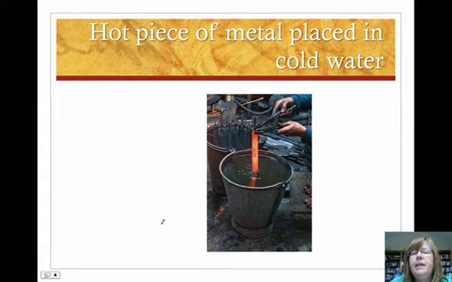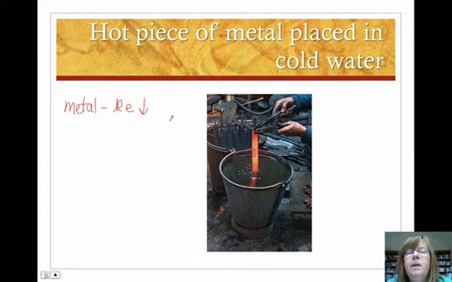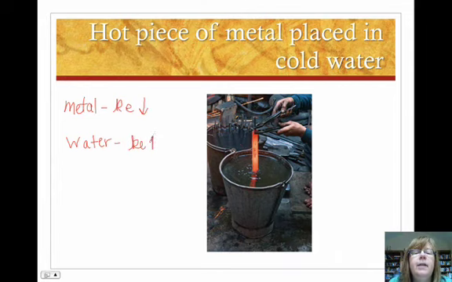Let's talk about what's happening to our piece of metal. That piece of metal is going to be cooling down. So its kinetic energy, I'm going to write it as KE, the kinetic energy of the metal, is going to be going down because it's cooling down. But what about the water? The water is heating up, so the temperature of the water is going up, and so the water's kinetic energy is going up. Again, it's a transfer of the energy from the hot substance to the cold substance, and we're going to be seeing a temperature change in the metal and the water until they reach the same temperature.